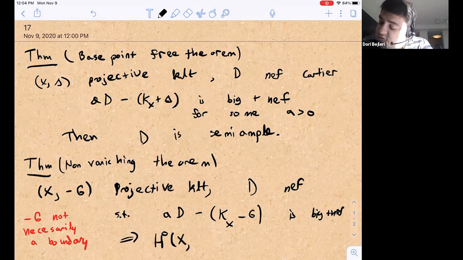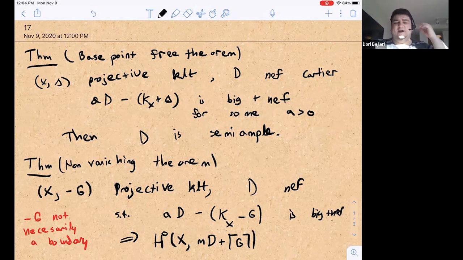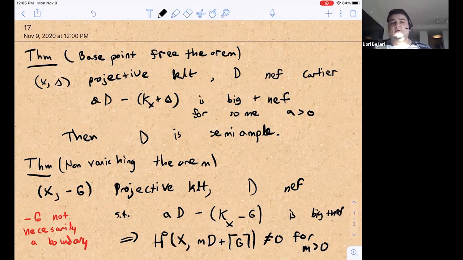And I'm going to start using, just for convenience, this notation where I'm not going to always write O_X of a divisor, but it'll be implicit that if I write H^0 with coefficients in a divisor, I really mean with coefficients in its associated sheaf. So that this is not equal to 0 for all m greater than 0. Okay, so that's the non-vanishing theorem, and you should note the assumptions are essentially the same, except that G does not have to be a boundary in the non-vanishing theorem, while in the base point free theorem, Δ really has to be a boundary. So in particular, it's effective, and in that case, we get this semi-ampleness, and in this more general case, we just have that there are sections.